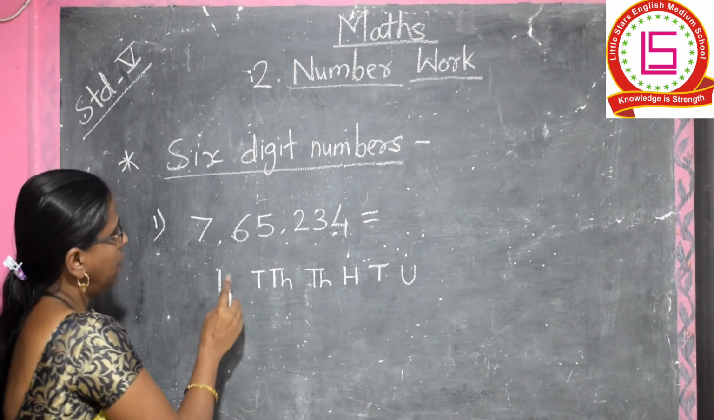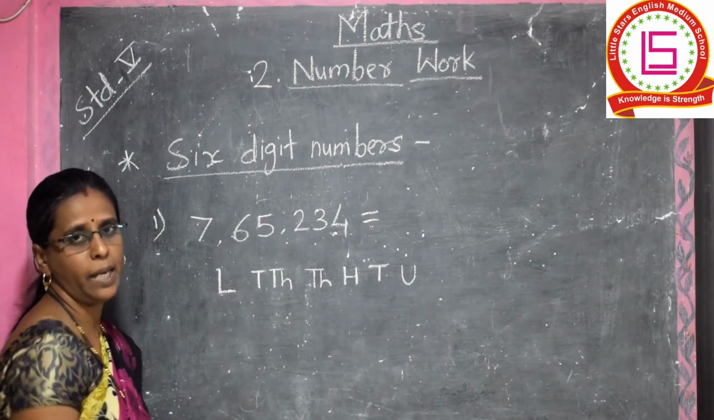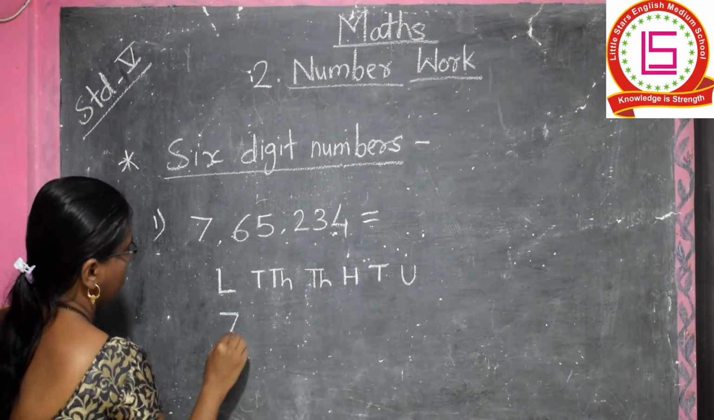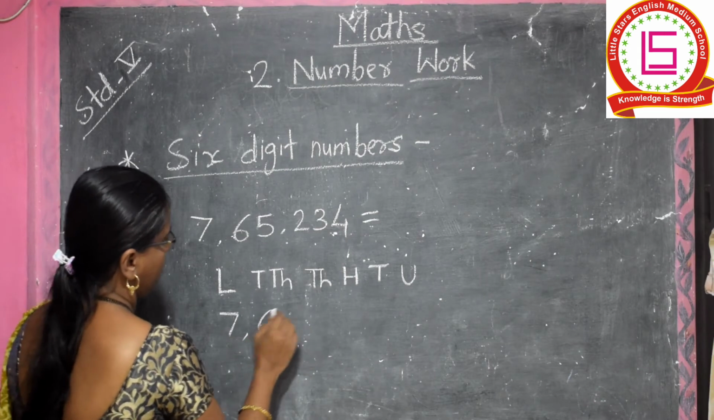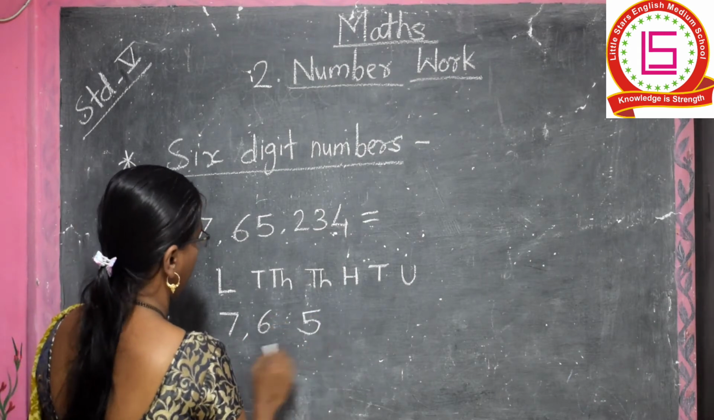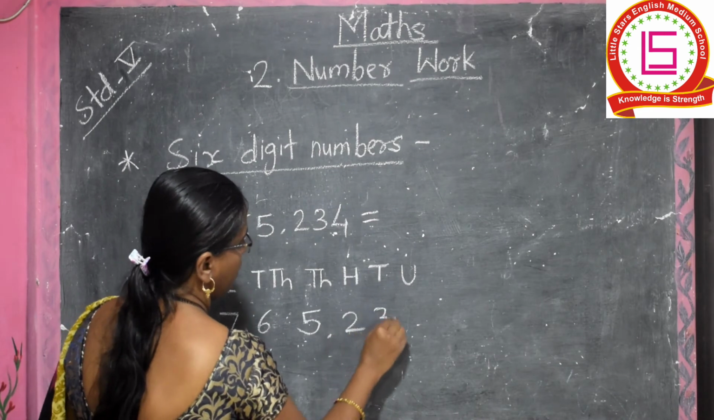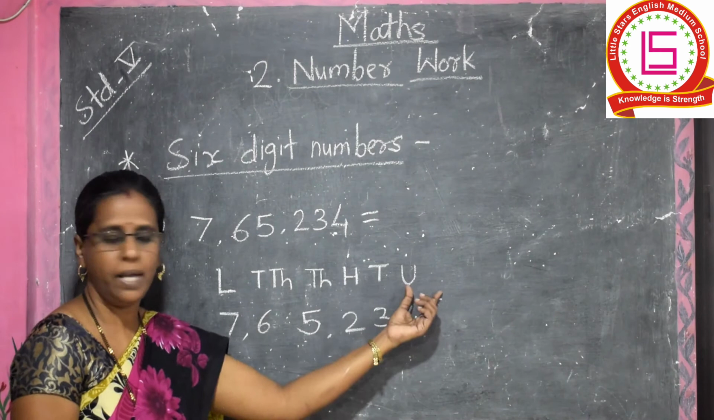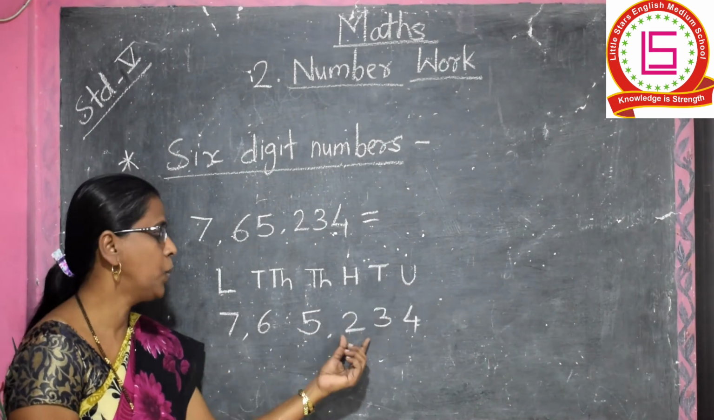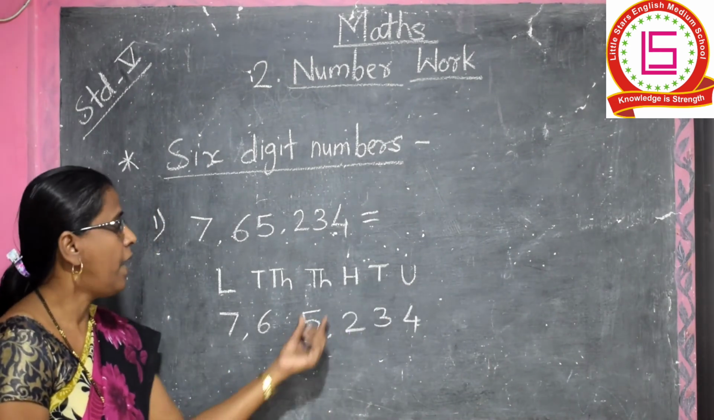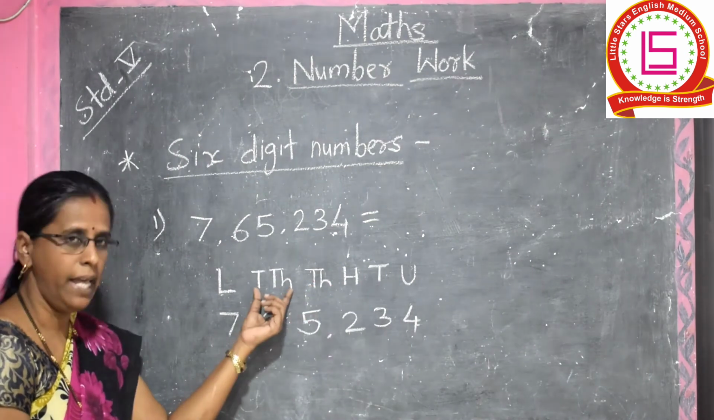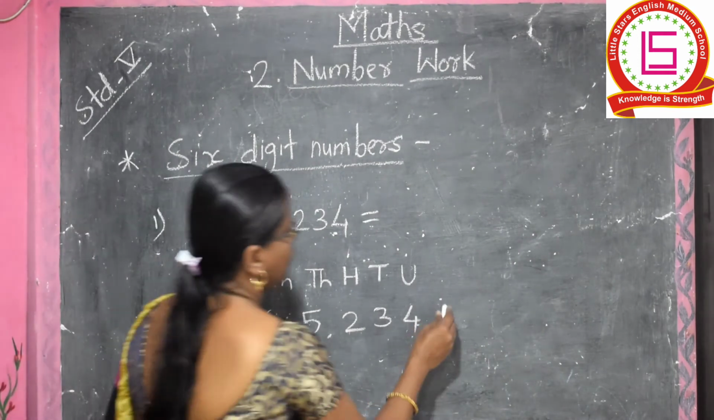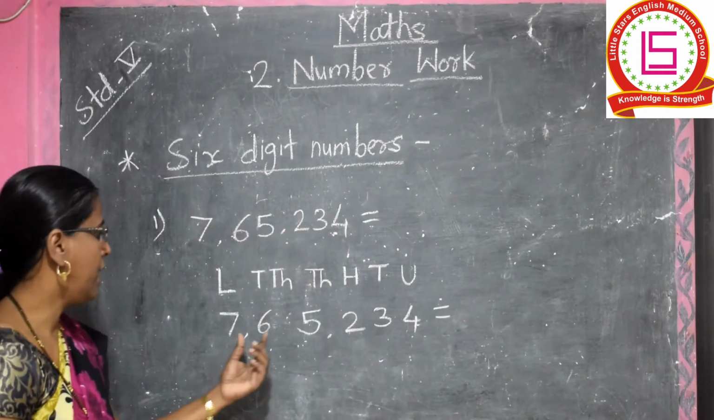This place is called the lakh place. So we write this number here: 765234. See here, 4 is at the unit place, 3 at the tens place, 2 at the 100 place, 5 at the 1000 place, 6 at the 10,000 place, and 7 at the lakh place. So we read this number like this.